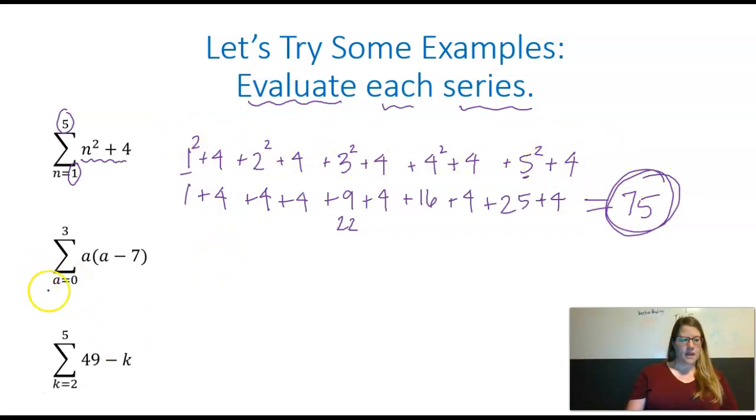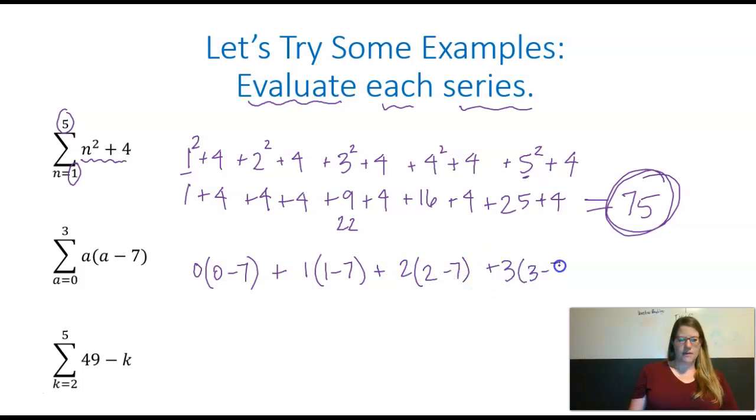Okay, on the second one, I'm going to go from 0 to 3. I'm plugging 0 in where a is. There's a 2 times here, so I'll plug it in both. So 0 times 0 minus 7. Then I'd go to 1 times 1 minus 7. 2 times 2 minus 7. And 3 times 3 minus 7.